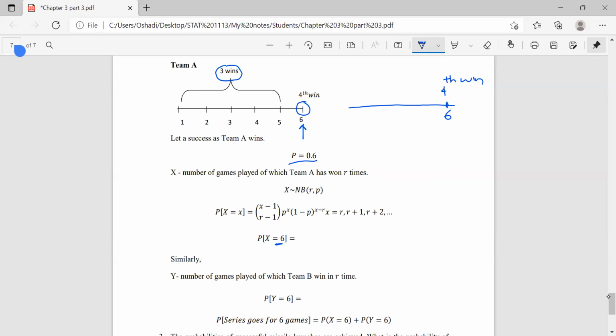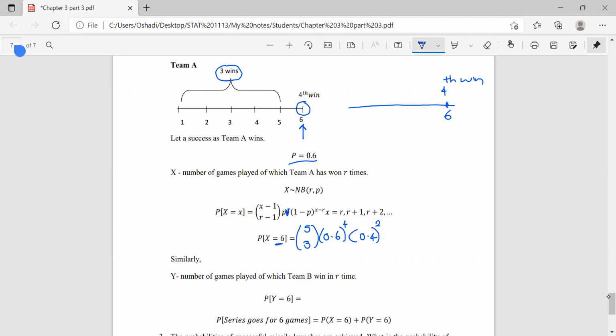Right? So now we can write P(X = 6) as (x minus 1) is 5, 5C(r minus 1) is 3, 5C3, into, here again it should be r, not x. 0.6 to the power r, r is 4, and 1 minus p is 0.4 to the power x minus r, which is 6 minus 4, it is 2. Right?